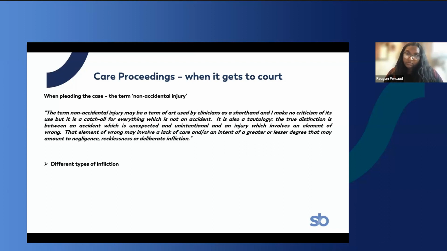It's important to know that there are different types of inflictions, and it's important to put the local authority to proof as to exactly which one it's going for, because if you're for the parent or the guardian, that is very important for risk assessment later on. Someone deliberately inflicting injury on a child is very different than someone who is negligent or reckless because they're young and naive and don't know how to look after a child.